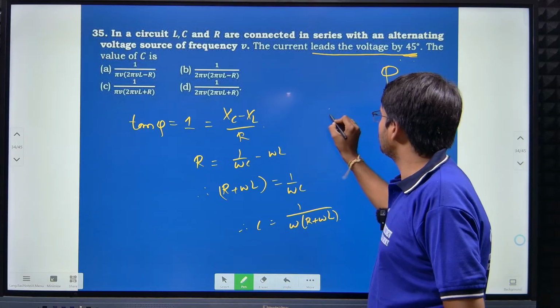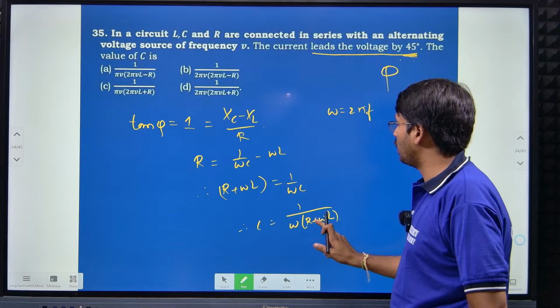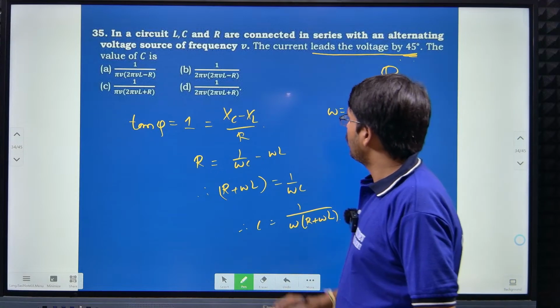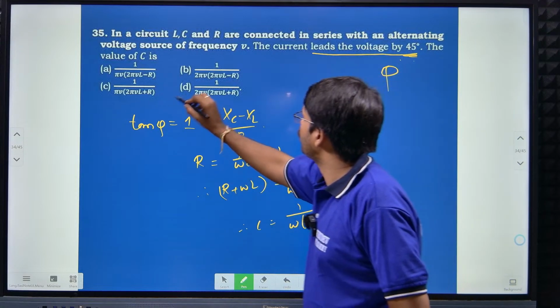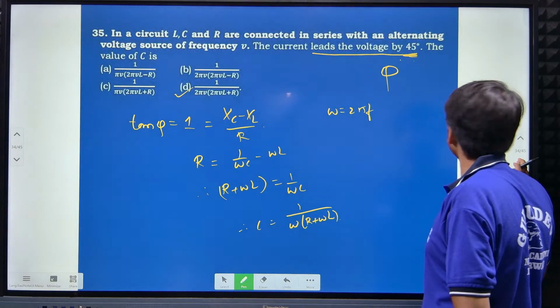So what is omega in general? We know omega is 2 pi f. So if we substitute 2 pi f into R plus 2 pi f into L, therefore the last option is the right answer.